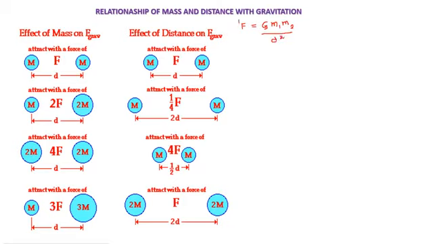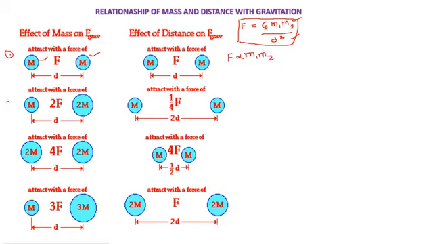From this formula we are going to see the effect of mass as well as the effect of distance on the gravitational force, right? So let's first consider how mass affects the force. We know that force is proportional to the product of the masses of the two objects, that is m1 into m2. So this was our first case.